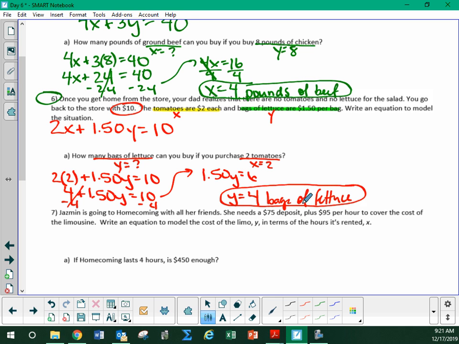Okay. Questions with that? Okay. So again, word problems, nothing too crazy new here. Yes. What is the thing that equals 10 for 1.50y equals? This is a 6. Okay, and then we divided by 1.50.